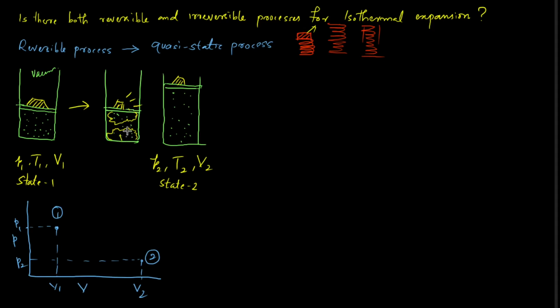So we cannot represent such a system. We can represent a state only if that state is in equilibrium. Otherwise this type of issue comes: one part of the system has one pressure, another part has another pressure. So we cannot represent the entire system with a single pressure or single temperature. So we cannot define any path for this process. So we'll keep that aside and we'll consider another process.